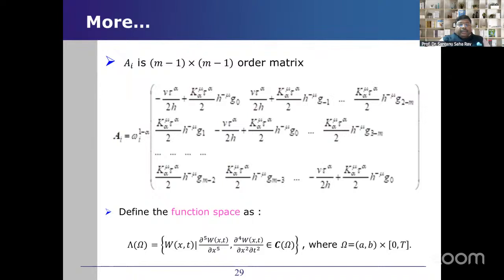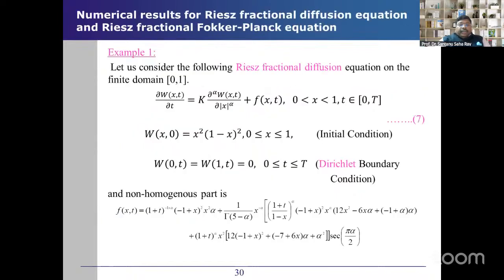And to discuss the convergence analysis of this finite difference method, here I define a function space, capital lambda gamma, where gamma is the domain of the fractional differential equation, that is (a,b) cross (0,T). So this is the typical example for the Riesz fractional diffusion equation.